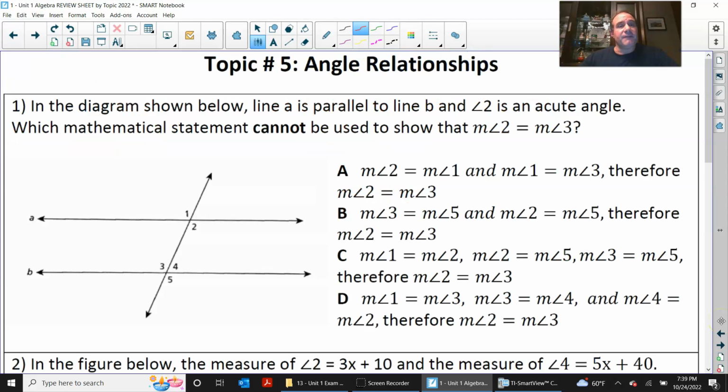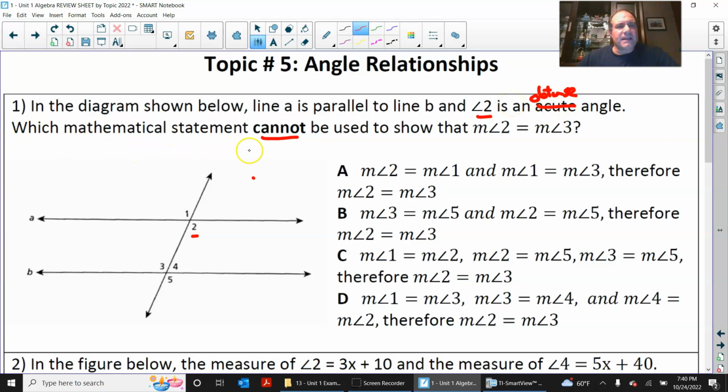All right. So topic 5, angle relationships. It says that line A is parallel to line B. That's true. And angle 2 is an acute angle. Angle 2 is an obtuse angle. So that's not going to change, it's an obtuse angle. It's not going to change this question at all.